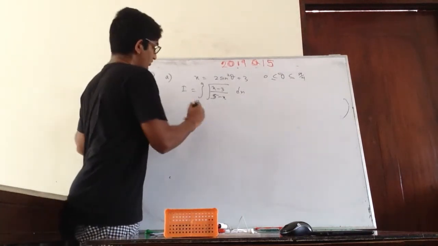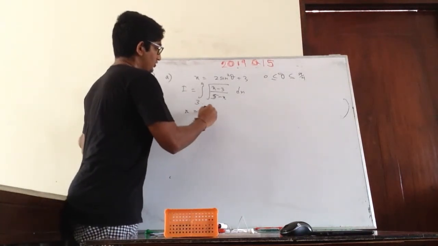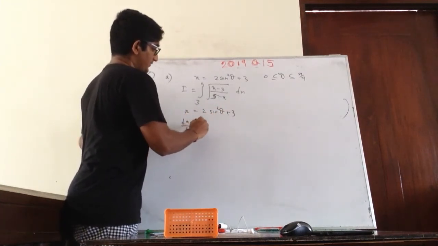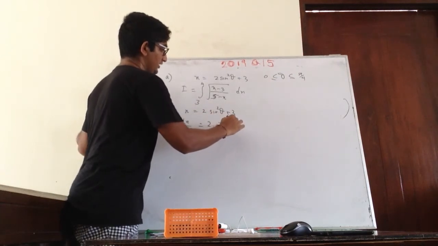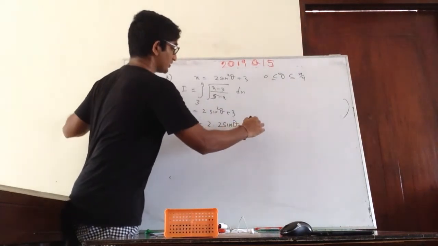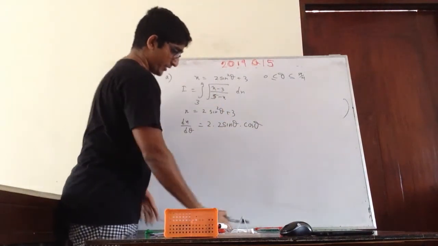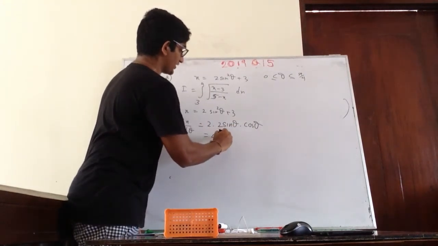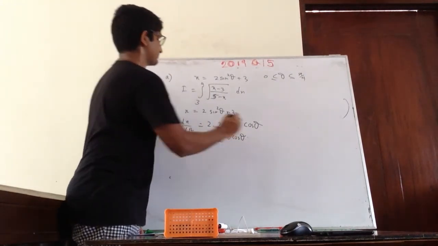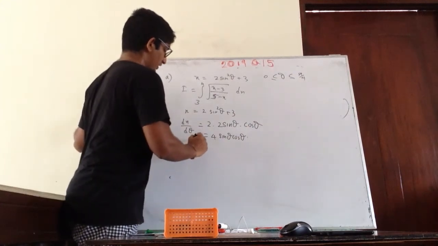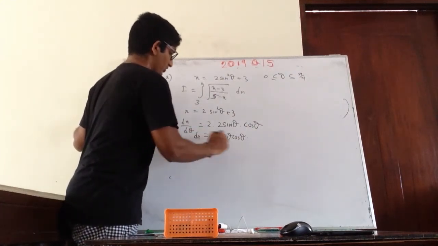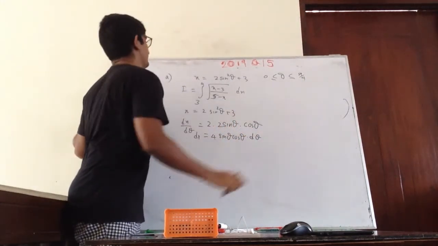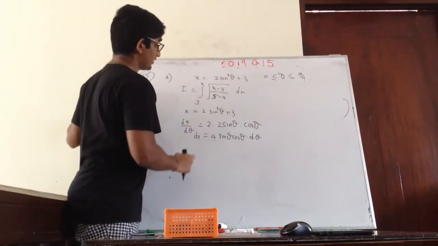So let's do that. Here x is 2 sin squared theta plus 3. So dx over d theta, I'll get 2 sin theta, then cos theta. That means I have 4 sin theta cos theta. So then I can say dx is equal to this d theta. So I have got the value of dx, so that is done. Now I need to change the limits.